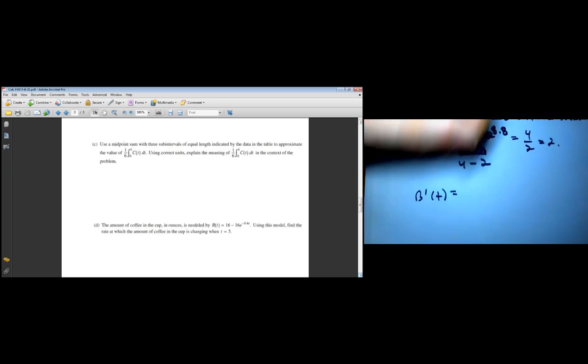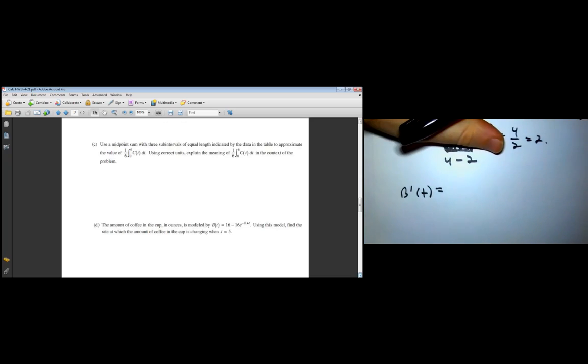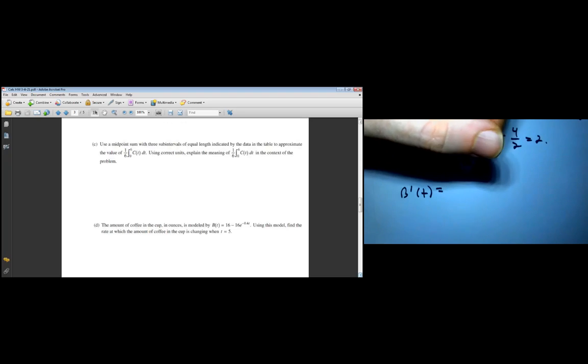And the last one, D, the amount of coffee in a cup is that. We want to find the rate at which the coffee in the cup is changing at 5. Translation, find B prime of 5. The rate at which something's changing is the derivative. So you would find B prime of 5. So how do we do that? B prime of t is equal to, all right, first off, that 16's out of there. And then we have now negative 16 e to the negative 0.4t. So we're taking a derivative involving e to the stuff.